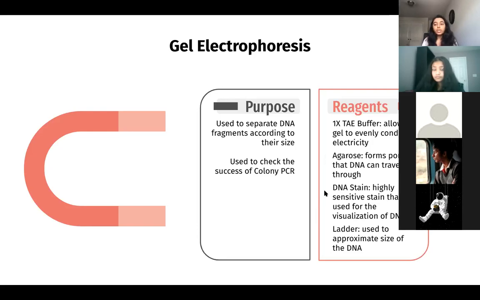And finally, you have your ladder, which is used to approximate the size of your DNA. Your ladder is just a reference point. Since each gel is different because agarose is different, no two gels are going to be exactly the same, so it's really important to have your ladder. Otherwise, you're not sure what band you're looking at.